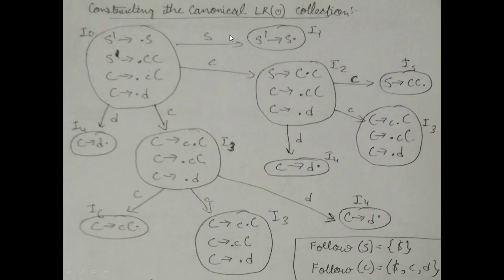Thus we got our new state as I1: S dash gives S dot. That's how for all the non-terminals and terminals we construct the goto operation, and we get the following I0 to In states.